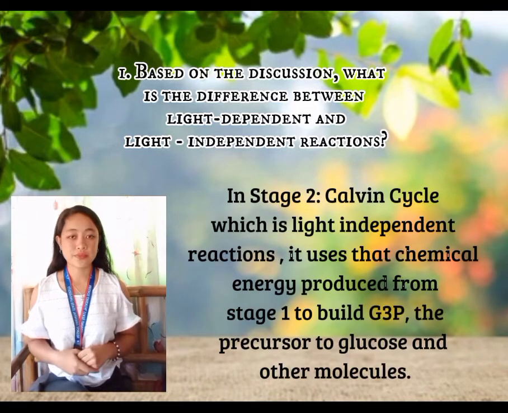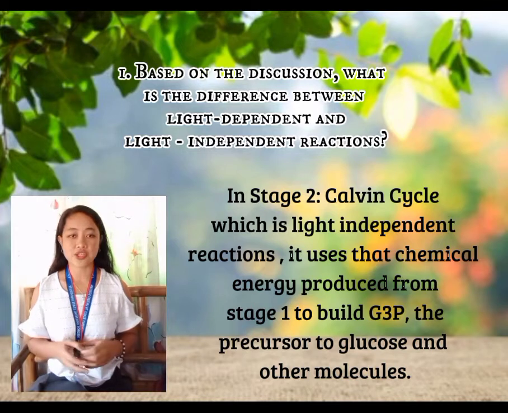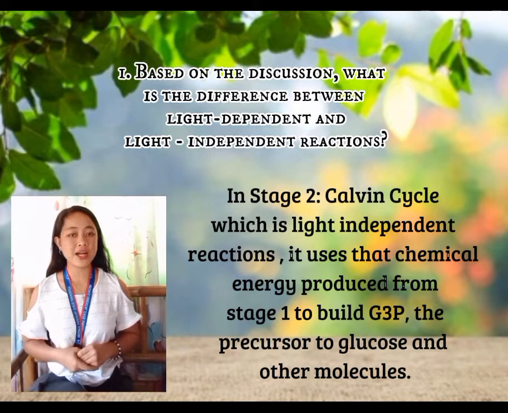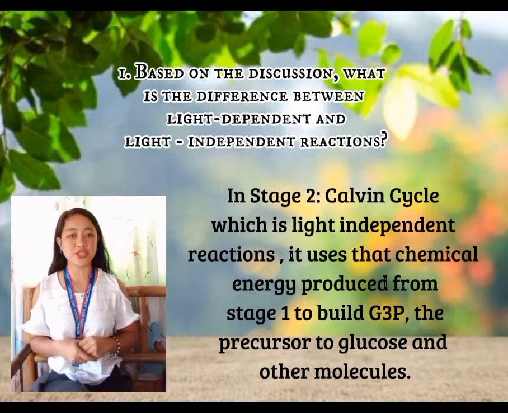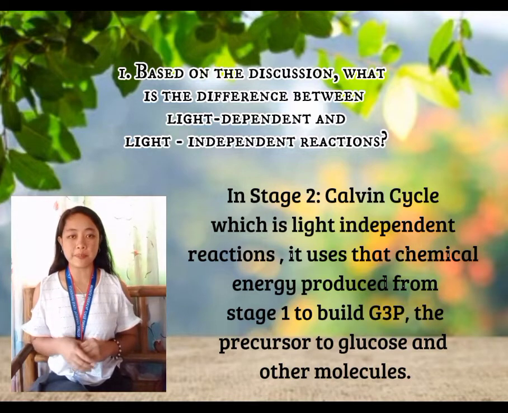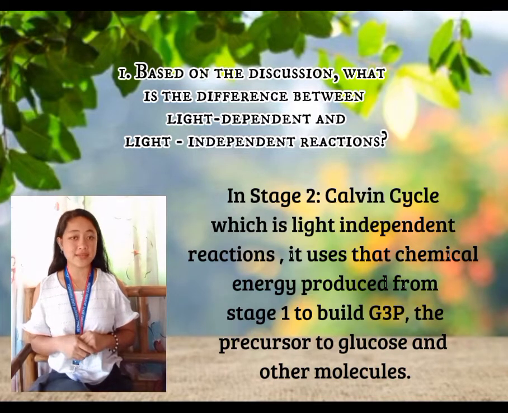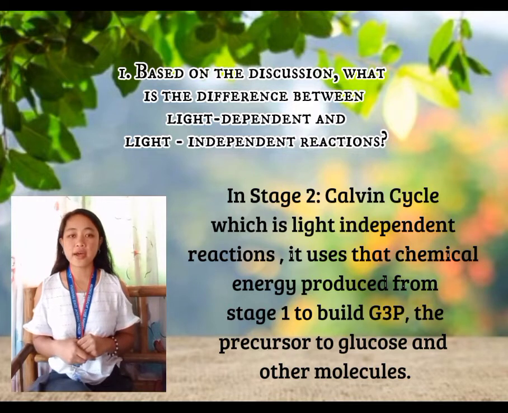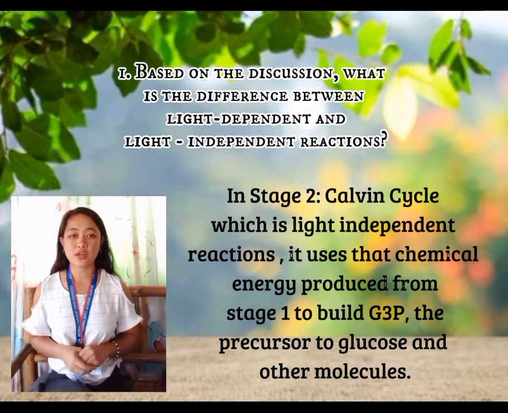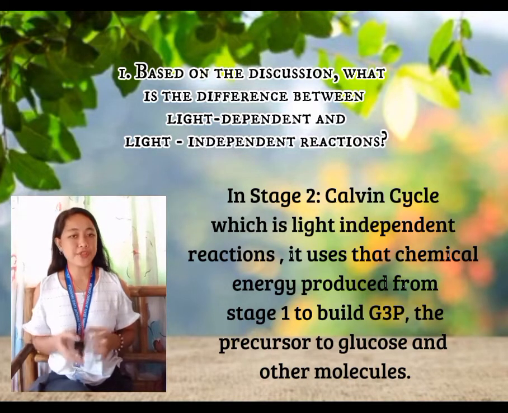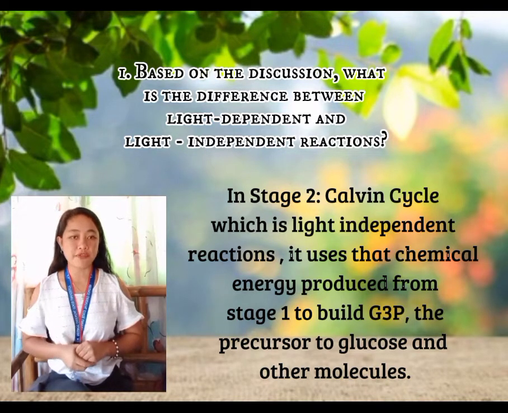In stage 2, the Calvin cycle, which is light-independent reactions, it uses the chemical energy produced from stage 1 to build G3P, the precursor to glucose and other molecules. Both of these stages occur inside one of the organelles found in plant cells, which are called chloroplasts. And there are around 30 to 40 of them per cell.